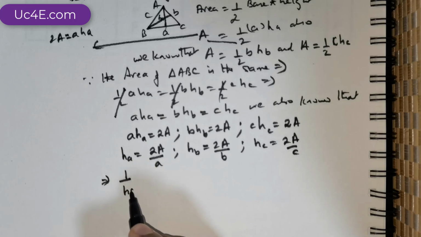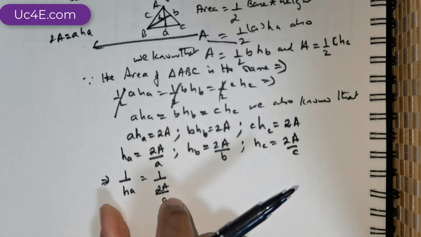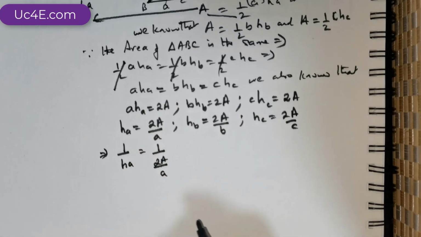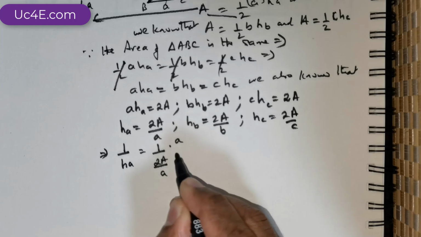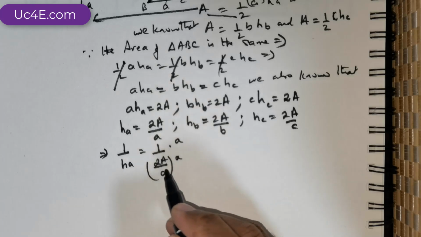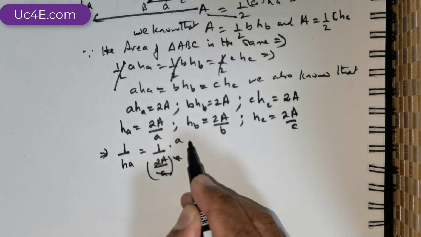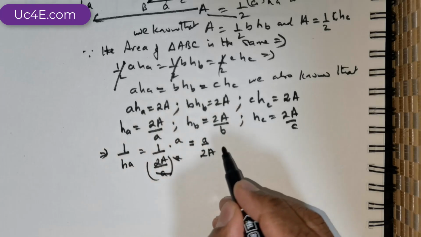Now can I not write this as 1 over ha is equal to 1 over 2 times A over a? Is it okay for me to write it like this? Now I would like to multiply the numerator by a and also the denominator by a. So a gets cancelled. It's equivalent to multiplying this quantity with 1, and that's not going to impact the quantity. So this is now equal to a over 2 times A. This is my 1 over ha.